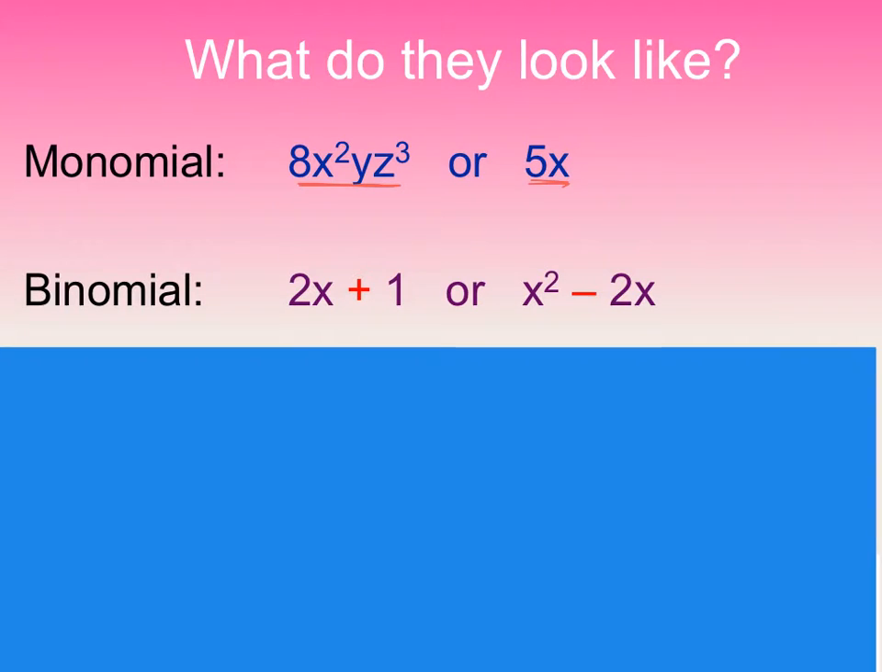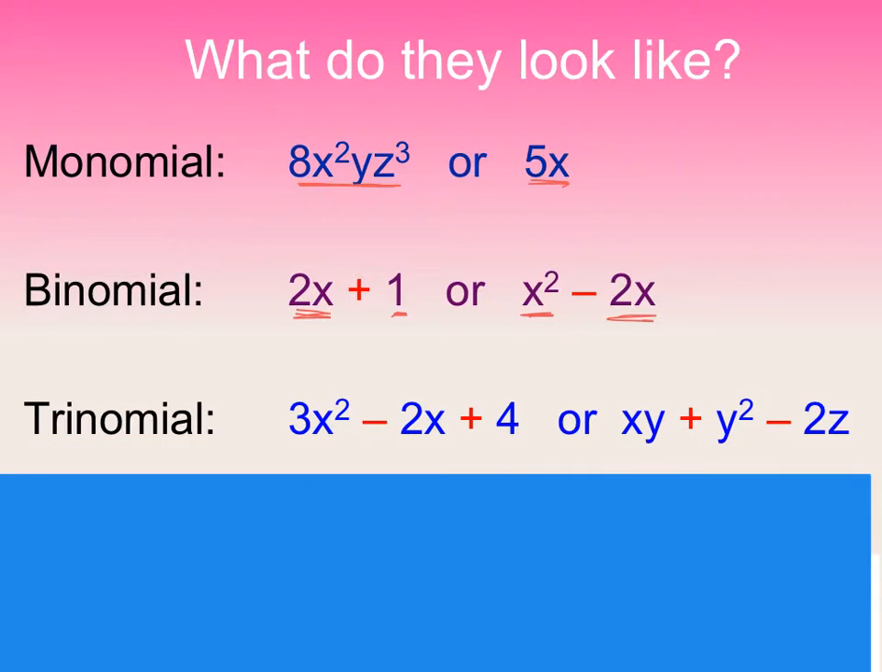If we take a look at a binomial, and I've highlighted in a different color the separation, this is now 2 parts because you've got this plus sign in between your 2x and 1, so now you're separating these into 2 different terms. Or your second example, x squared minus 2x, the minus sign is separating, so now that's technically 2 different terms within this binomial. And then a look at a trinomial here, so again you can see tri means 3 parts, so we've got 3 different parts with those separations in between of the plus and minus. Another example to the right, maybe just xy plus y squared minus 2z.